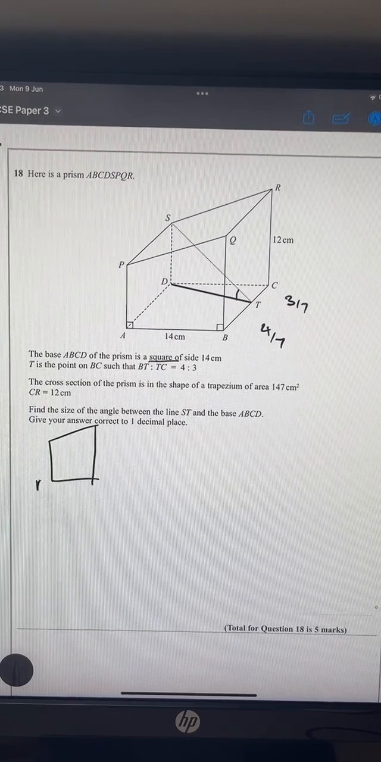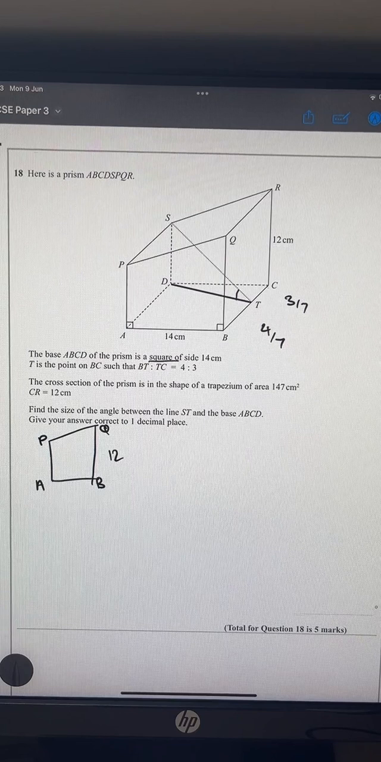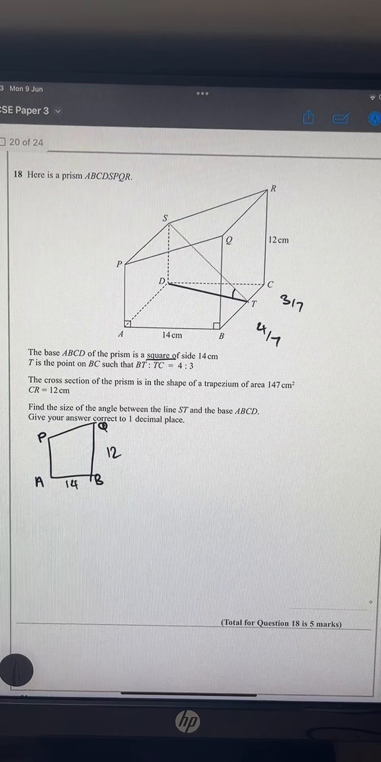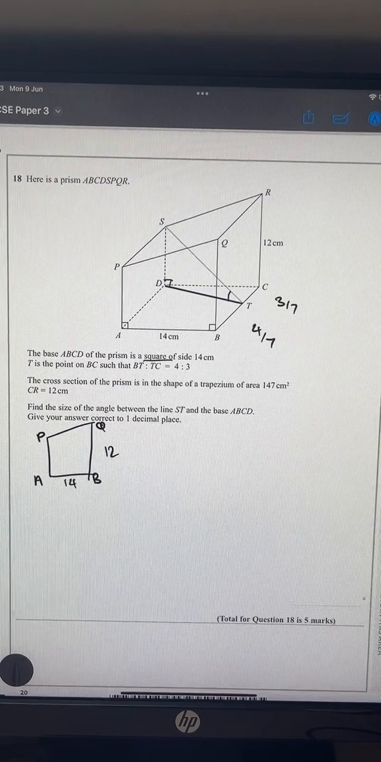That is going to be A, P, Q, and B. I've been told that this QB is 12, right? Because it's parallel to RC, which is given. And I know that that's 14. Okay, if I'm looking at this triangle, I want to find out some lengths to solve for an angle, right? It's a right angle triangle right there. So let's try and figure out what the length SD is. SD is equal to PA. So let's call that x.